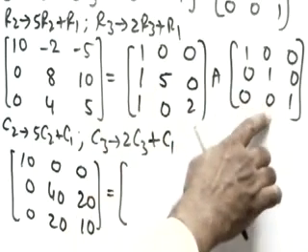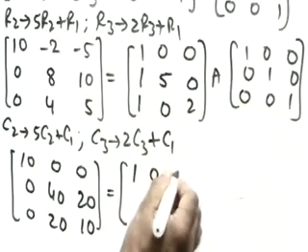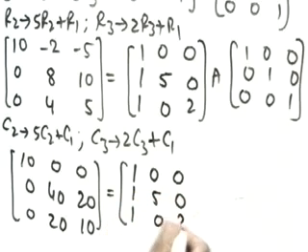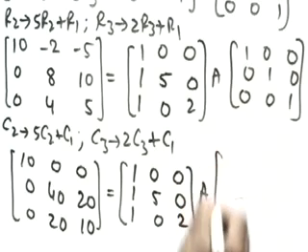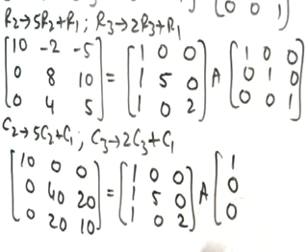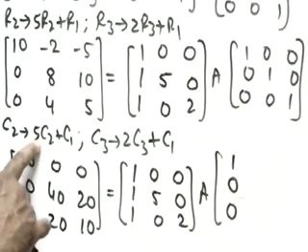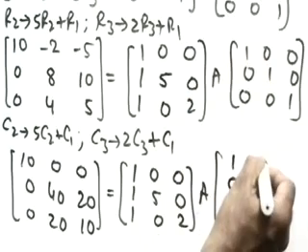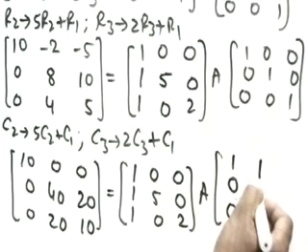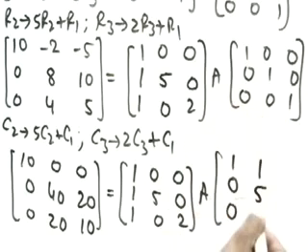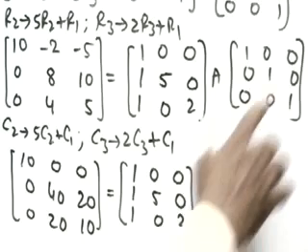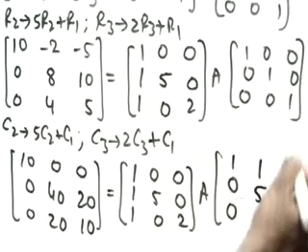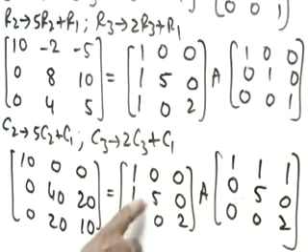Now we change the columns. You don't change this matrix, you change this matrix: 1 0 0, 1 5 0, 1 0 2, into A into. Now first column we are not changing: 1 0 0. Now second column is 5C2 plus C1. 5 zeros are 0 plus 1 is 1, 5 ones are 5 plus 0 is 5, 5 zeros, both are zeros, therefore 0. Now 2 zeros are 0 plus 1 is 1, 2 zeros are 0, 2 ones are 2. So we got this one.